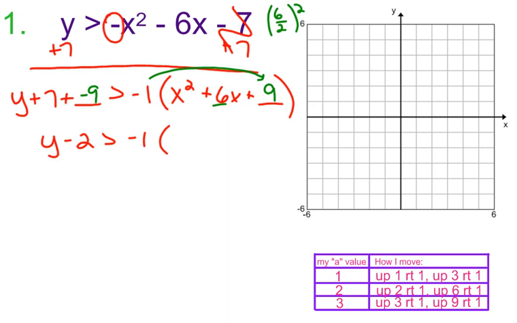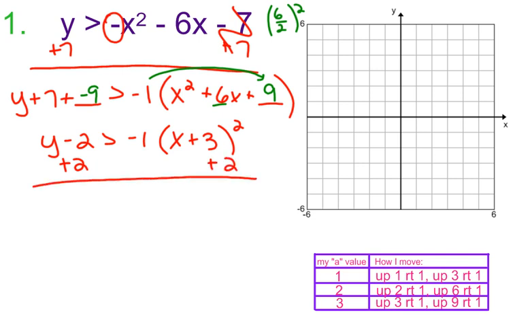And I'm going to go ahead and factor this. Factors of 9 that add together to make 6 would be 3 and 3. So x plus 3 quantity squared. My last step then would be to add 2 to both sides. So I have y is greater than negative 1 times the quantity x plus 3 squared plus 2.